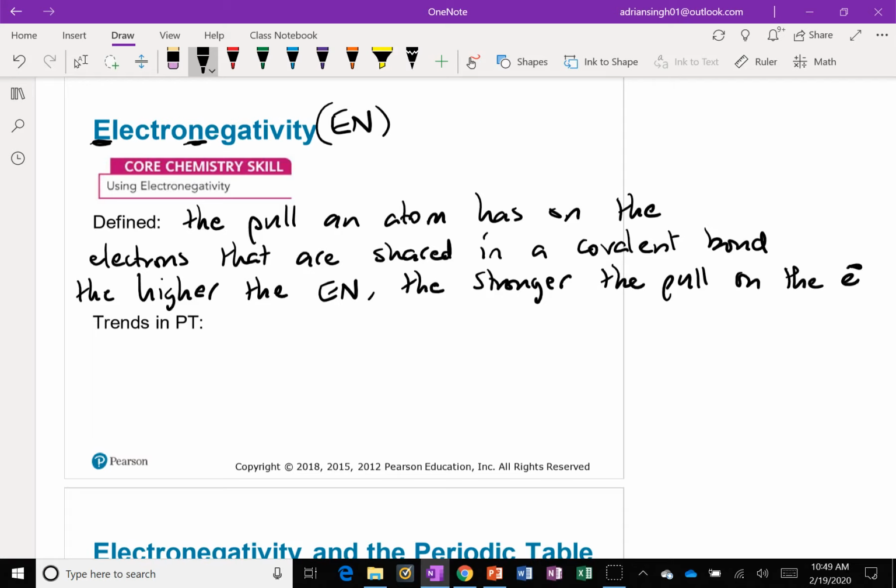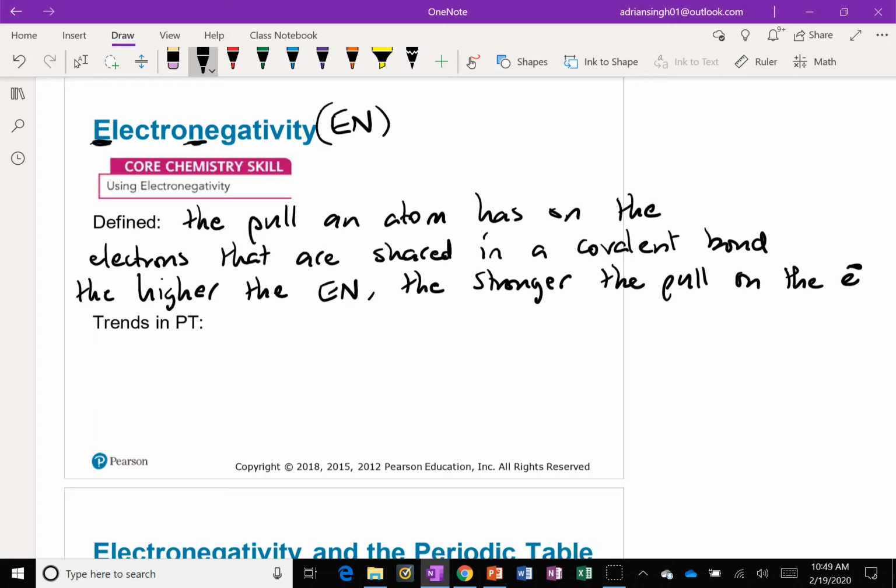You can think of it as the strength that an atom has when it's sharing electrons. How strongly is it pulling on those electrons? The higher the electronegativity, the stronger it is pulling on those shared electrons.